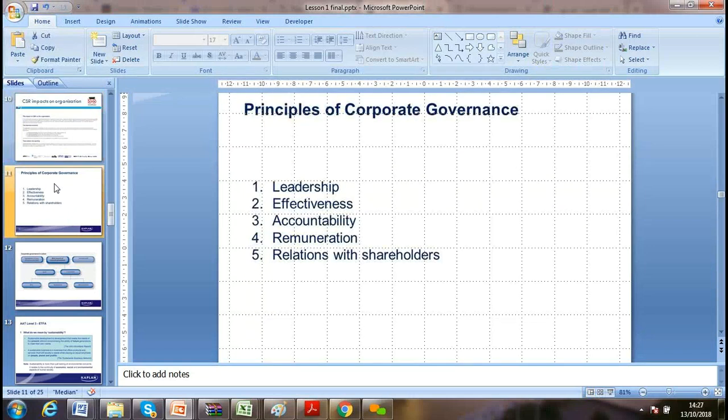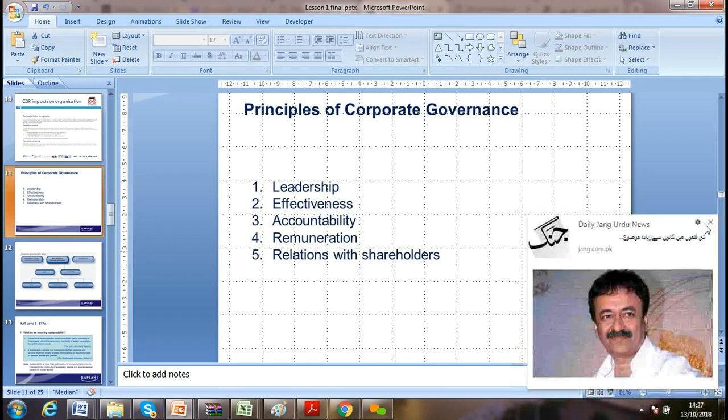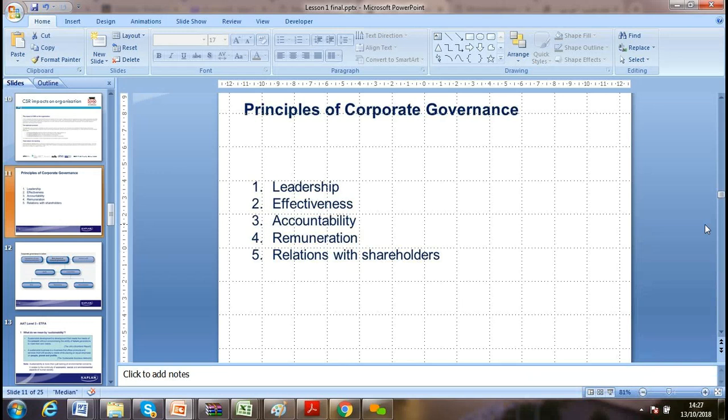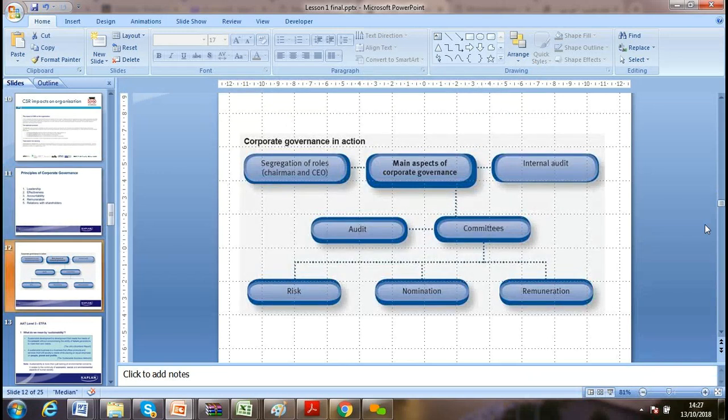Any questions? Next, I'm going to quickly show you slides. Principles of corporate governance: when you want to fulfill CSR, you need to look at how you govern your company. Leadership style, effectiveness, accountability, remuneration policies, salaries, and relationships with the various shareholders, we need to look at all of it.